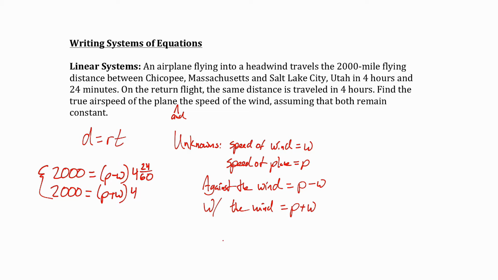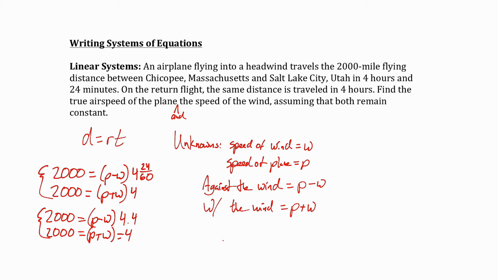Now, putting these into decimal form is going to make things a little bit easier. We're going to have 2,000 equals P minus W times 4.4 hours, since 4 hours and 24 minutes is actually 4.4 hours, which is nice and convenient. We also have 2,000 equals P plus W times 4 when we're going with the wind. Now, to solve for this, let's just get rid of that 4.4 and that 4.